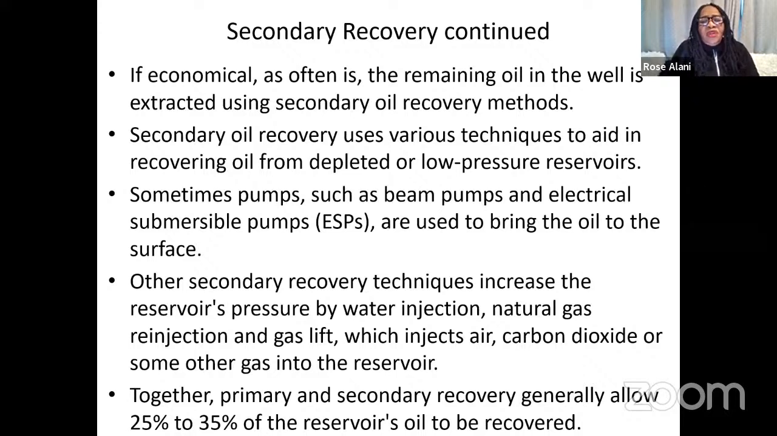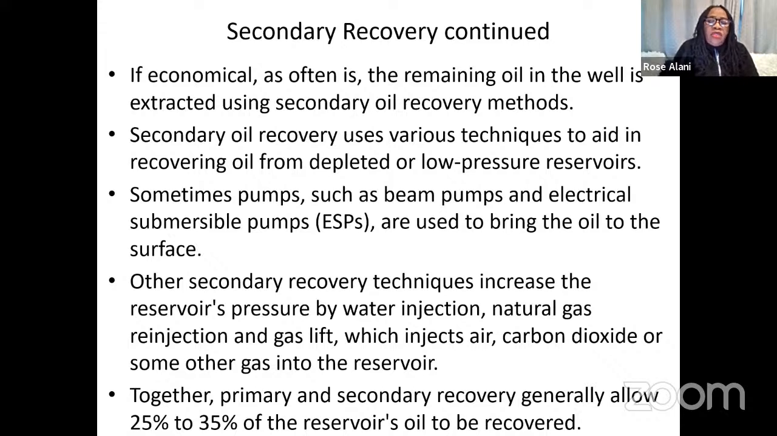So other secondary recovery techniques to increase the pressure is by using water injection. You inject water into the hole that you have bored, or you can inject natural gas, and then it will help build the pressure. You can even inject carbon dioxide or some other gases into the reservoir, and it will help build the pressure that will force the oil up.